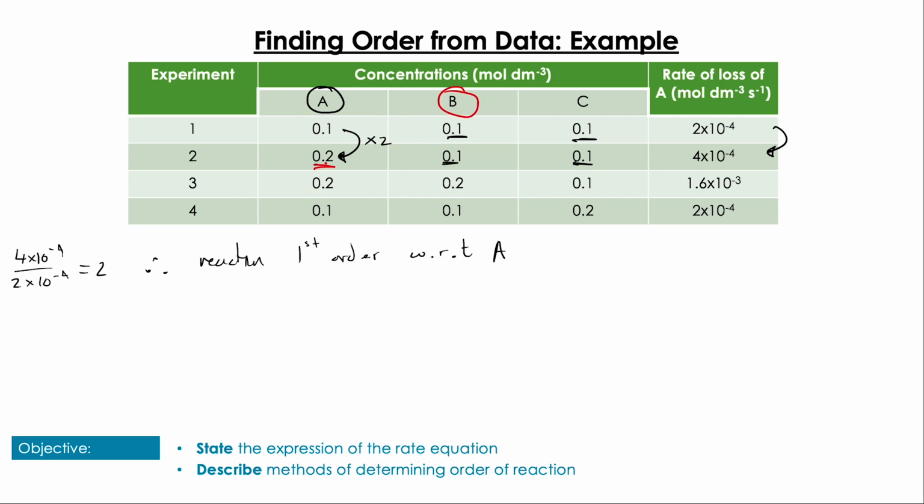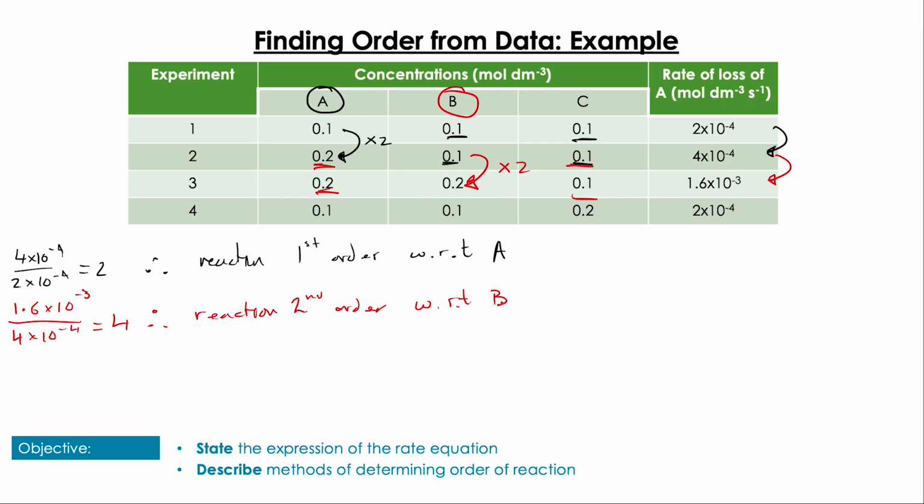Now we can do the same process with B. We want to find a place where B changes and A and C stay the same, which in this case is experiment 2 and 3. We see a doubling of the concentration causes a factor of 4 change. So that is 2 squared. So the reaction must be second order with respect to B.